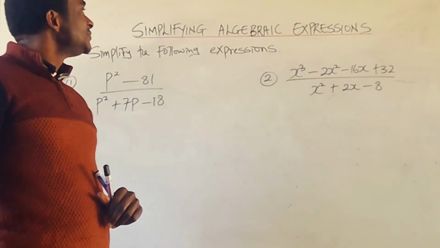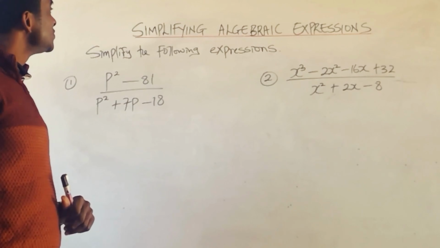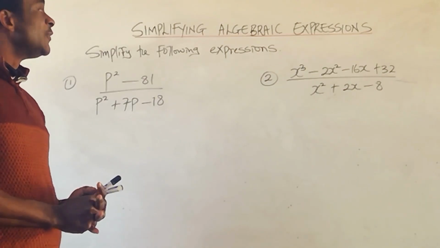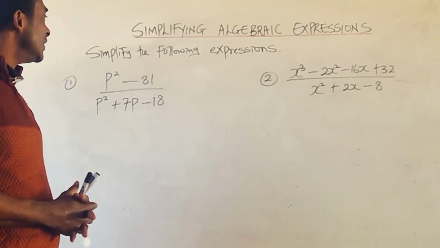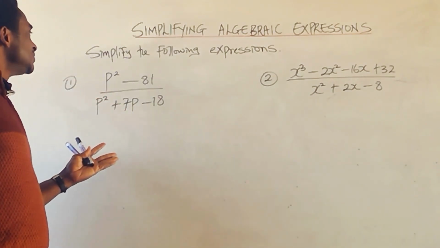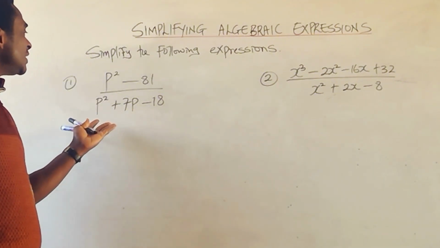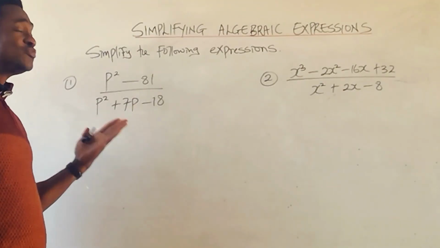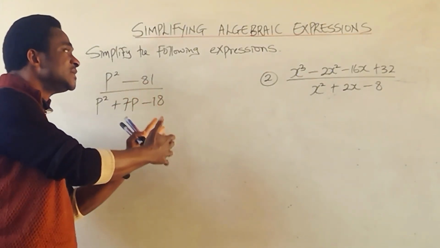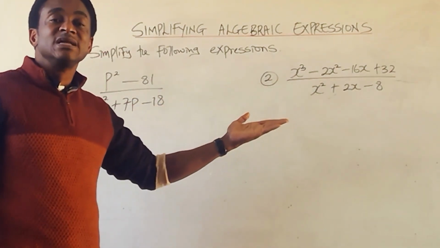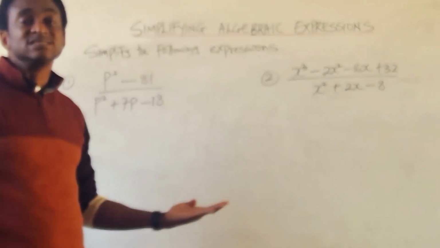Today we're going to go through how to simplify algebraic expressions, especially the complex ones that we cannot easily divide and break down. Now let's look at these examples. It says simplify the following expressions: p squared minus 81 divided by p squared plus 7p minus 18. If we have expressions like this, it will not be easy to start dividing each section as usual with these simple expressions. But these types of expressions require us to understand the concept of factorization before we can simplify them.